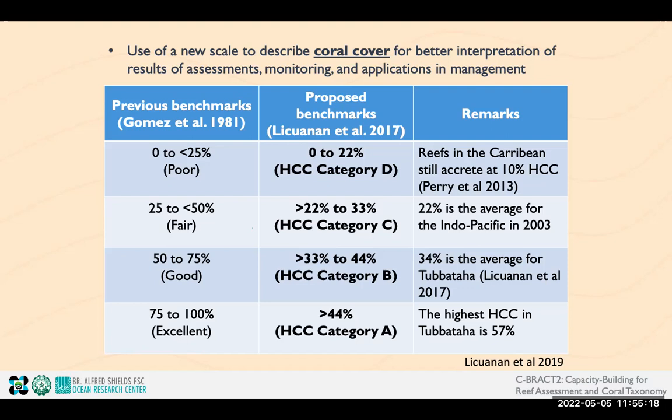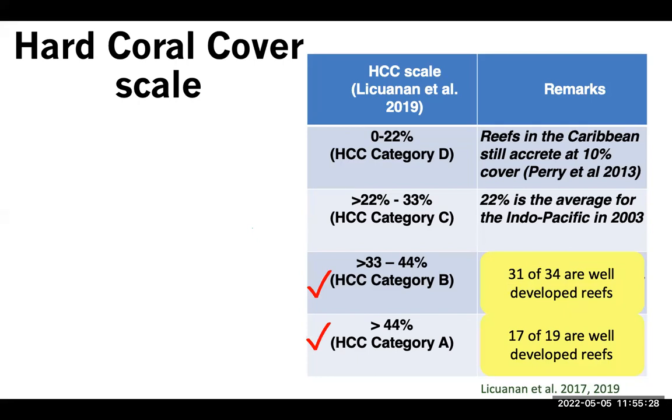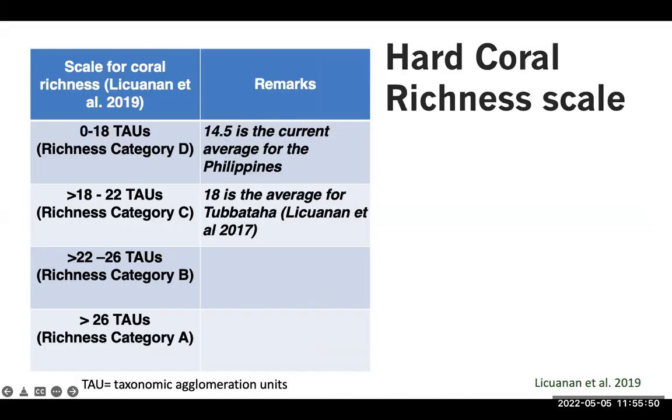This one, I have not shown this slide for a long time. One reason we want you to look at well-developed reefs. 17 of our 19 category A's are well-developed. 31 of 34 of our well-developed reefs are category B. They tend to have higher cover. And that shouldn't be surprising because these are old reefs, well-developed. Kaya nga sila old. Even the richness scale, it is not arbitrary. It's based on Tubbataha. And where do you have the highest richness? 11 of 13 richness category A reefs are well developed.